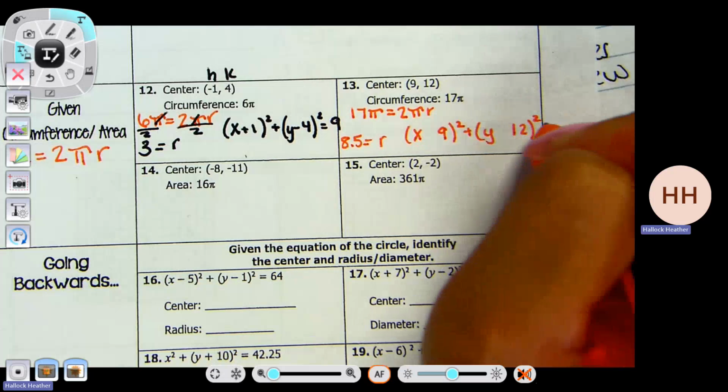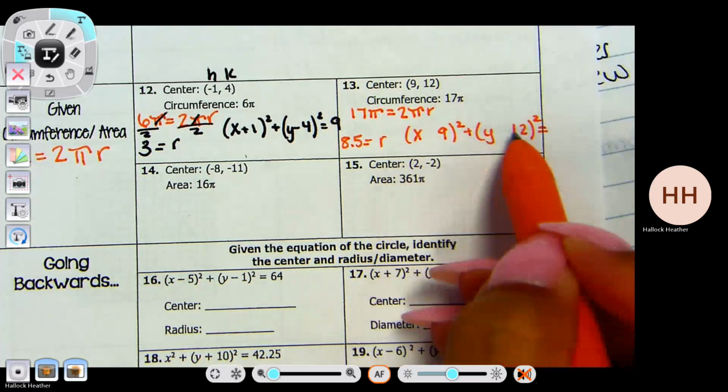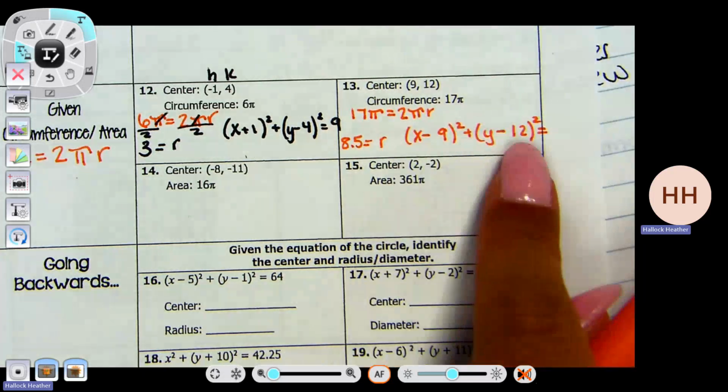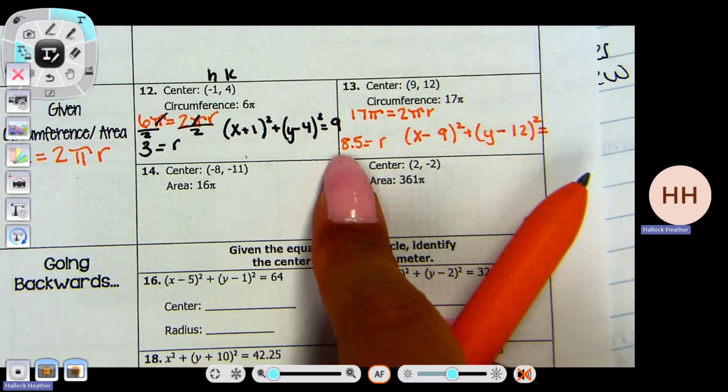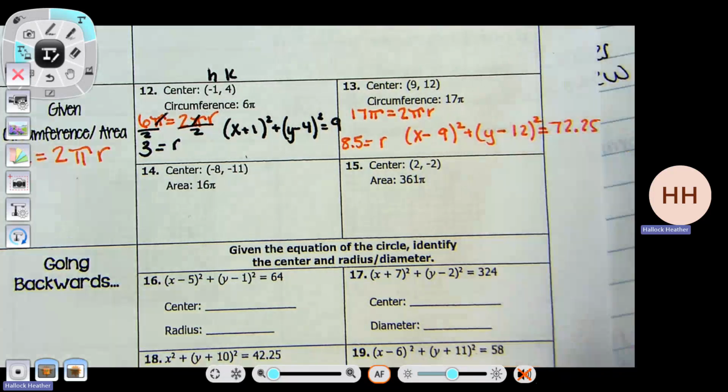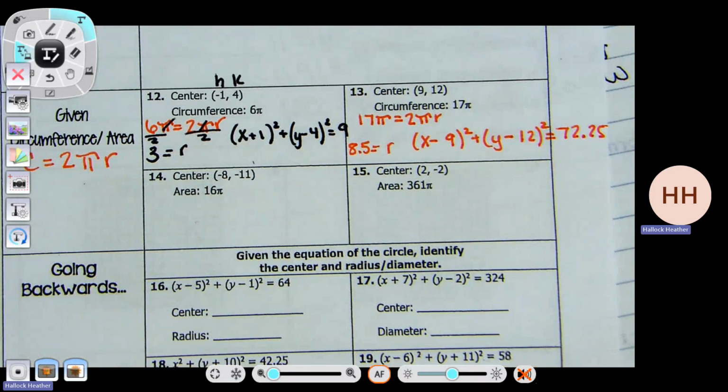So what sign should be in both of these? Plus signs or minus signs? Minus. Good, because they're both positive, so they're both negative now. And then if I take 8.5 and I square it, 72.25. And if you put 0.3, it's okay. It doesn't say like what to round to, so whatever.